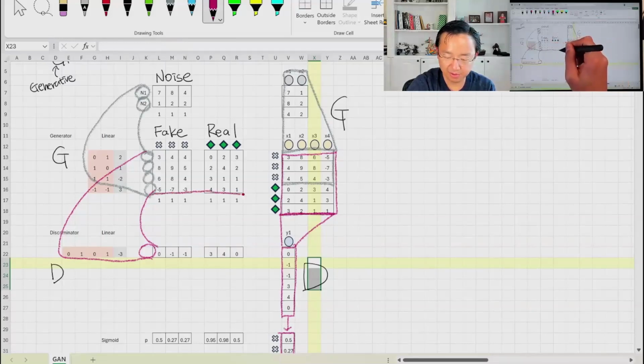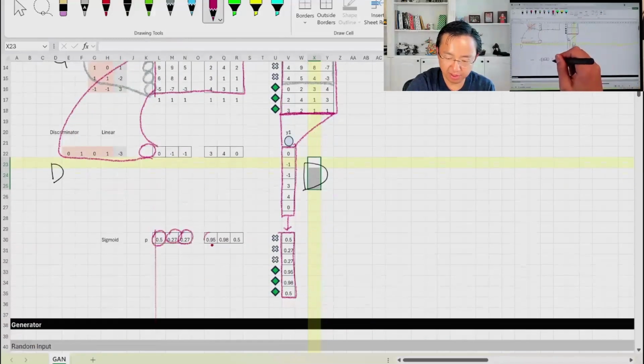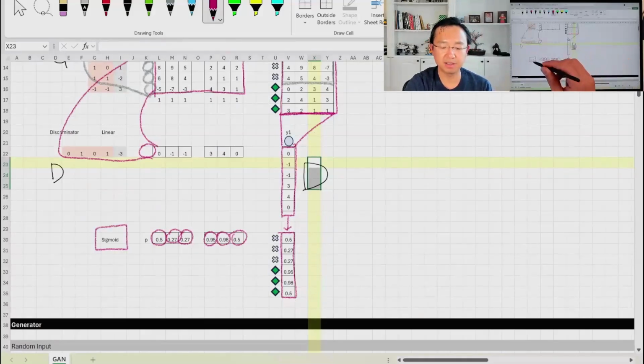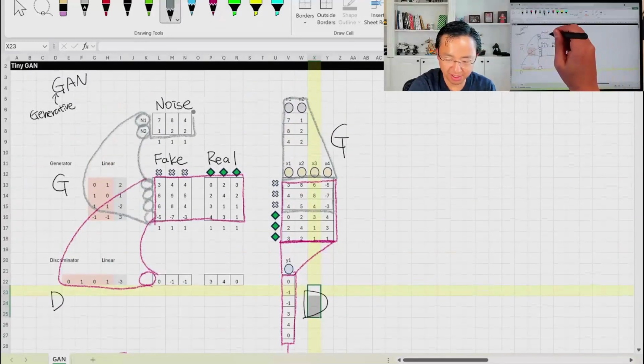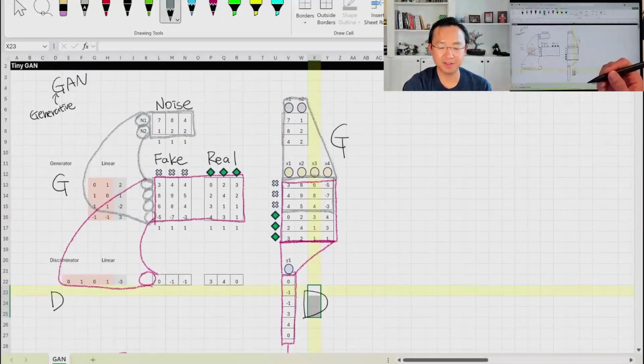So maybe draw this one. This is 3. We feed 6 of these, and we get a prediction whether it's real or not. And then we have this sigmoid function that will take this output and give us a probability value between 0 and 1. That's what the sigmoid function is for. Let me annotate this one more time: 3 are fed to the generator, but 6 are fed to the discriminator.